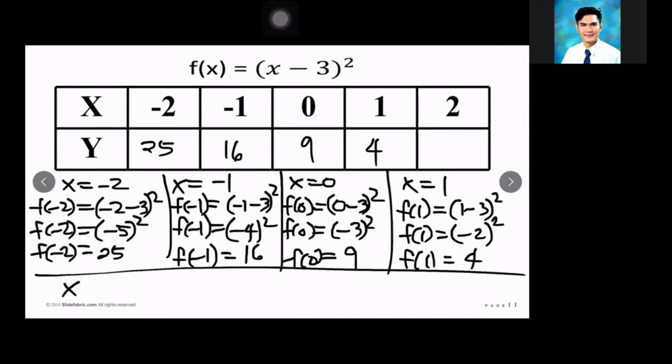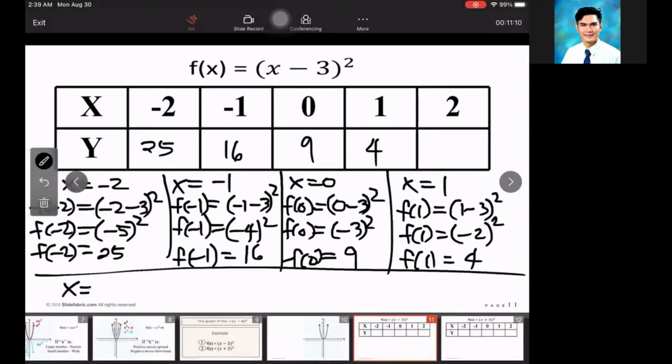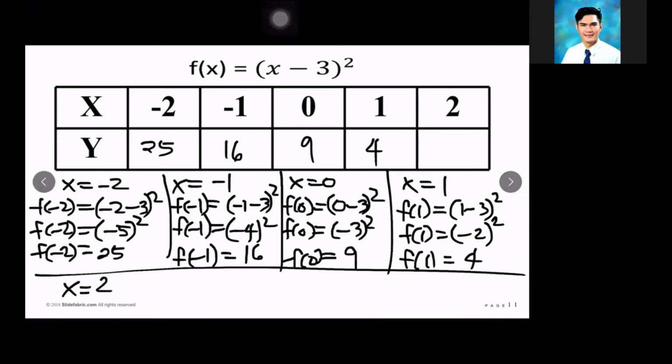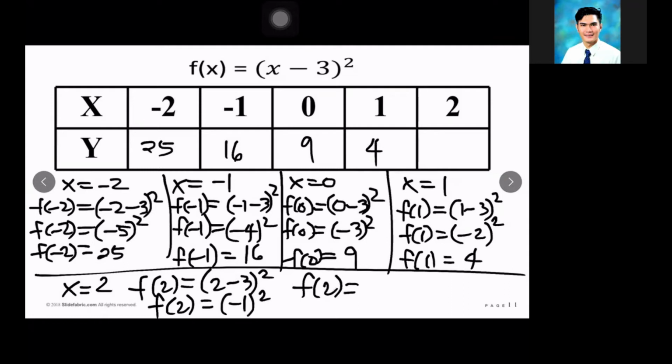Next, we have x equivalent to positive 2. So from here, f of 2 is equivalent to 2 minus 3, squared. 2 minus 3 is -1, squared, so f of 2 is simply equivalent to 1. Therefore, let us write 1.